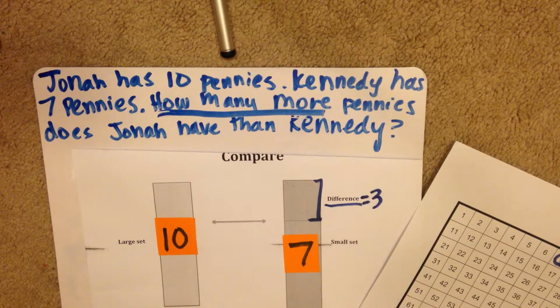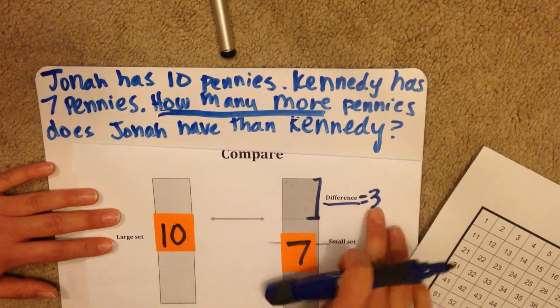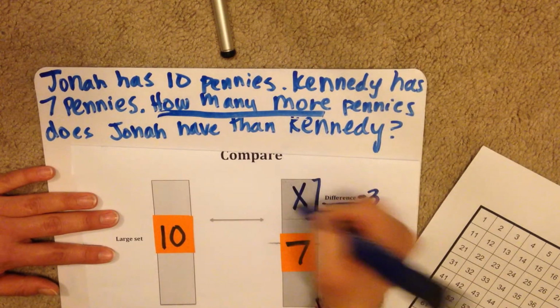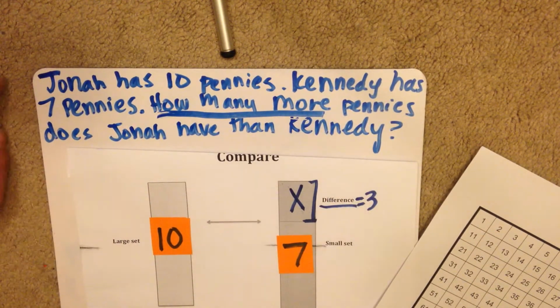This problem is a second grade problem because according to the vertical alignment chart, it states that students will be able to represent and solve addition and subtraction word problems where unknowns may be any one of the terms in the problem. So in this case, our unknown was our difference right here. So this is the unknown that these children in second grade should be able to find.